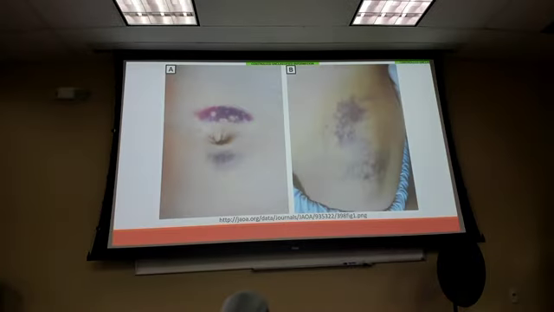And you guys remember these signs from your last test? Cullen's and Grey Turner. Yep. So this is indicative of some sort of retroperitoneal bleeding or hemorrhage.